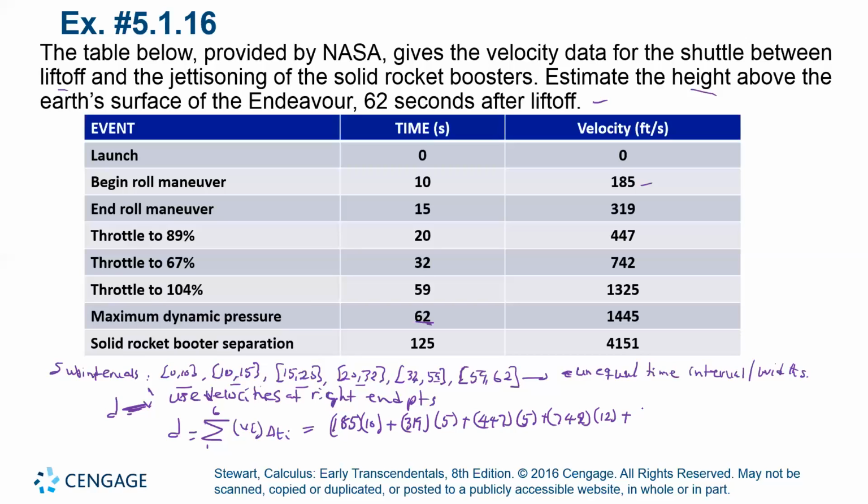Then plus up to 30, we have 3. Then this will be 3,325. Okay, the time elapsed is what? It's actually 27. And then finally we have 1445. That's a velocity at 62 seconds times the time elapsed, which is just 3. Now when you evaluate this, this is equal to 54, okay? 694 feet. That's the distance, okay?